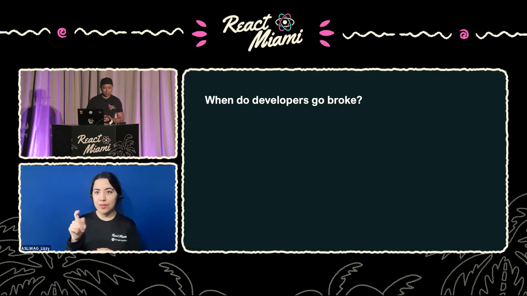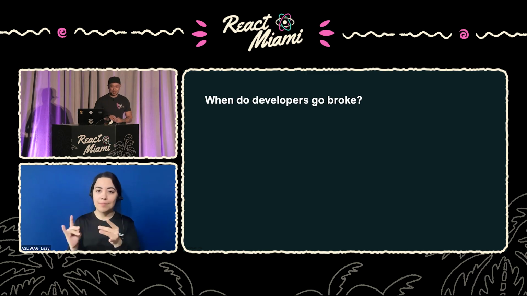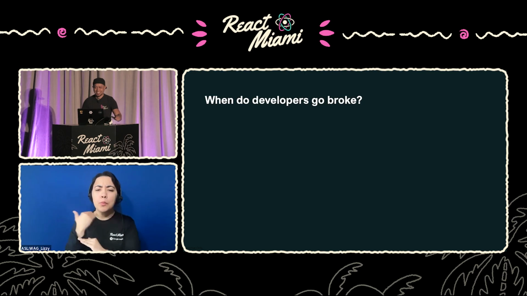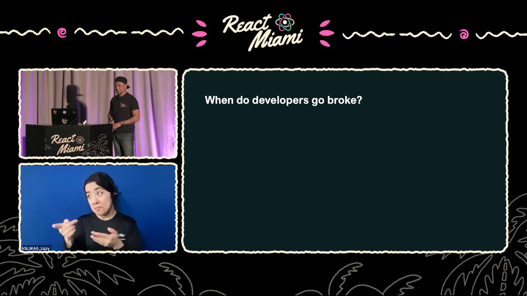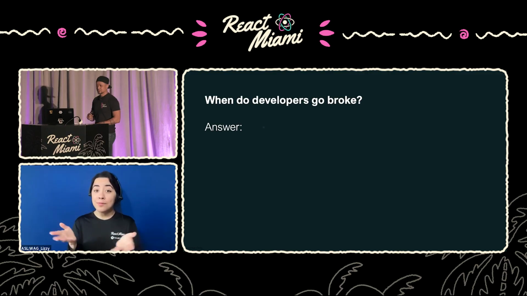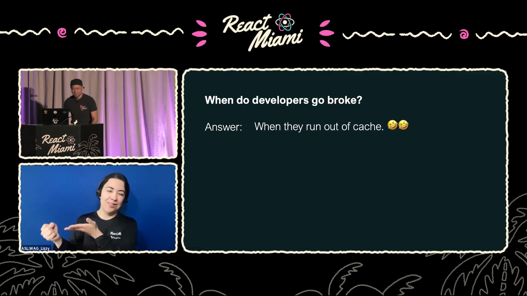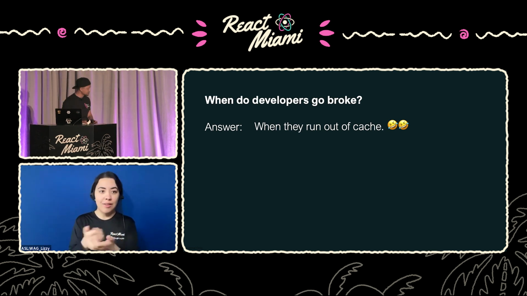Before I start, I always do this one corny joke. So when do developers go broke? Magic the Gathering. It is. It could be. The answer is when they run out of cash. Well, speaking of cash, part of this talk is about caching.